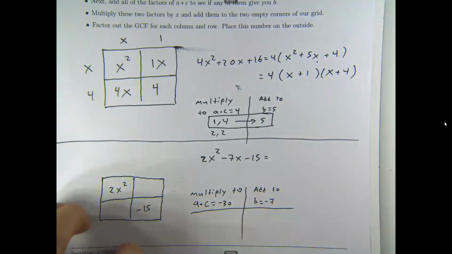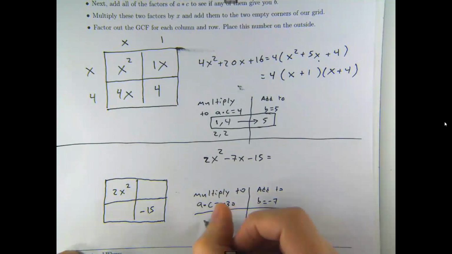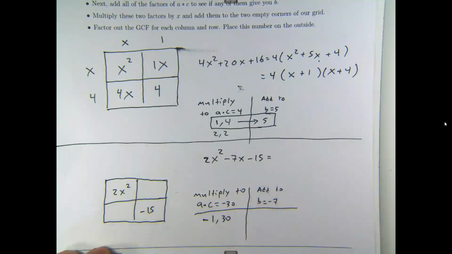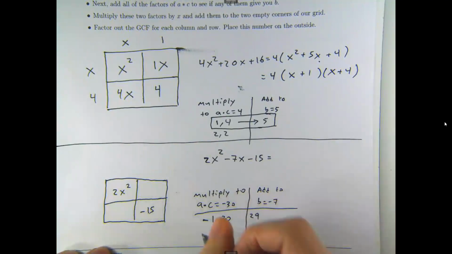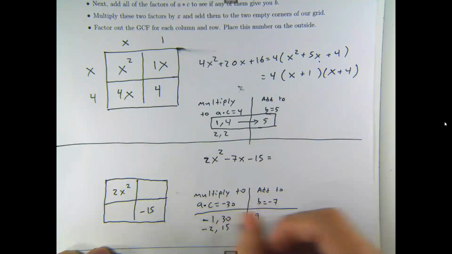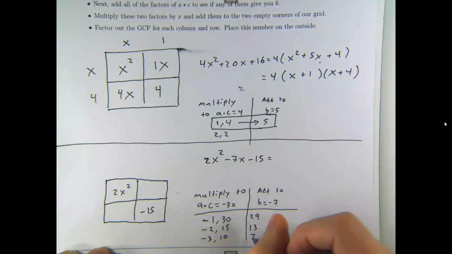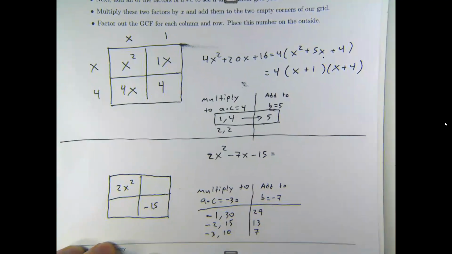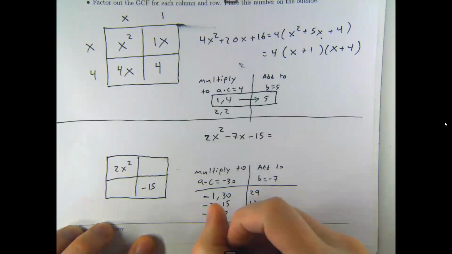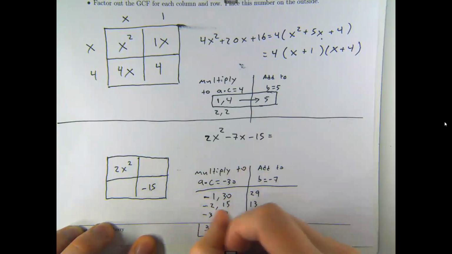So I'm going to go through pairs. Maybe I've got, let's try -1 and 30. That gives me 29, that doesn't work. -2 and 15. That adds up to give me 13. Closer, but doesn't work. -3 and 10, that adds up to give me a +7. Ooh, I'm on the right track. Maybe I'll try the opposite signs. Maybe I'll try +3, -10. That multiplies to -30. That gives me -7. That's my pair.